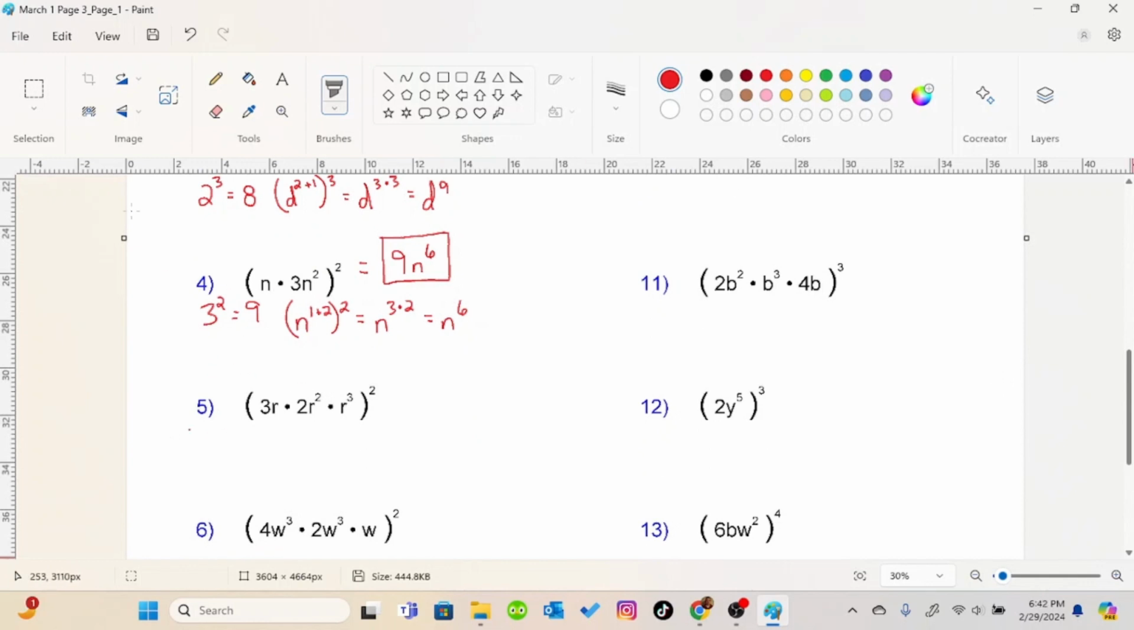Number 5. We have 3 times 2 squared. 3 times 2 is 6, and 6 squared is 36. We have r 1 plus 2 plus 3 squared. That becomes r to the 6 times 2, which equals r to the power of 12. When we combine everything, we have 36 r to the power of 12. And that's our final answer.